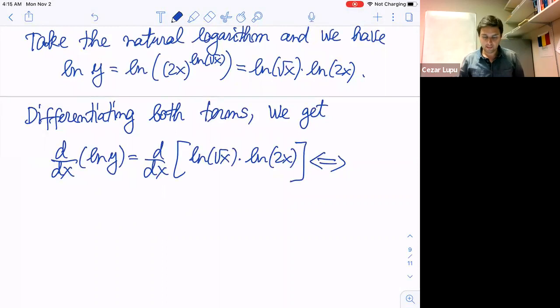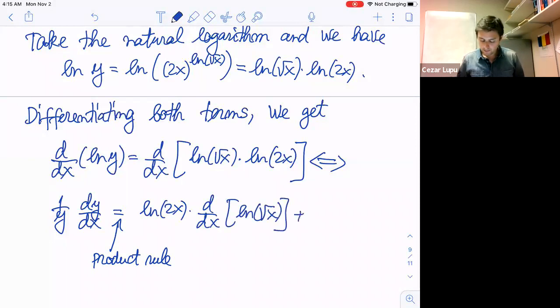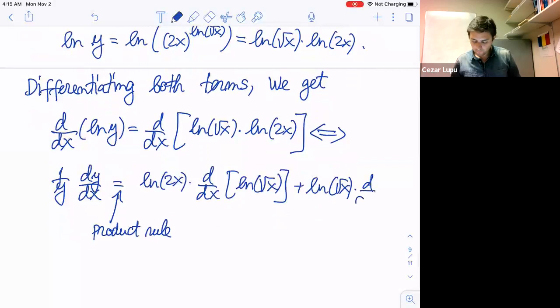So let's do that. So this would be 1 over y dy over dx. And this would be, by applying the product rule here, we're going to get the following: ln of 2x times d over dx of ln of square root of x, plus ln of square root of x times d over dx of ln of 2x.